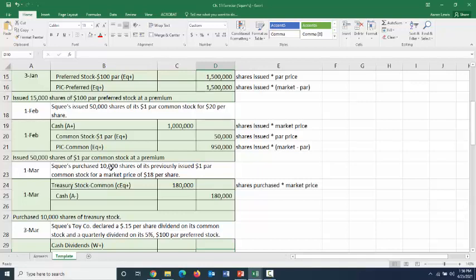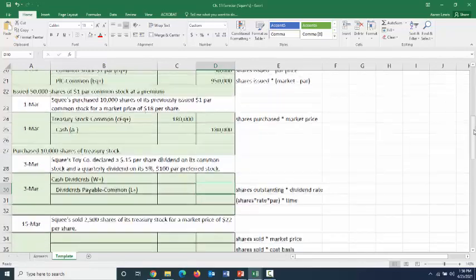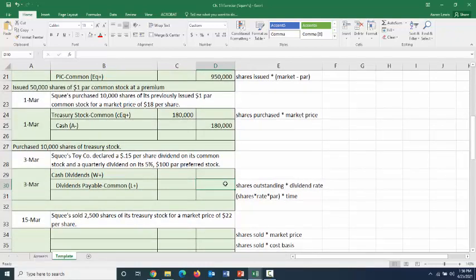And now when we declare our dividend over here, that is the amount of shares we're going to use for our calculation as our shares outstanding. We have 60,000 shares that are currently in the hands of the public. We are paying a rate of 15 cents per share for our common shares, which means we're now liable to pay our common shareholders $9,000 in the future because we declared this dividend on common stock.